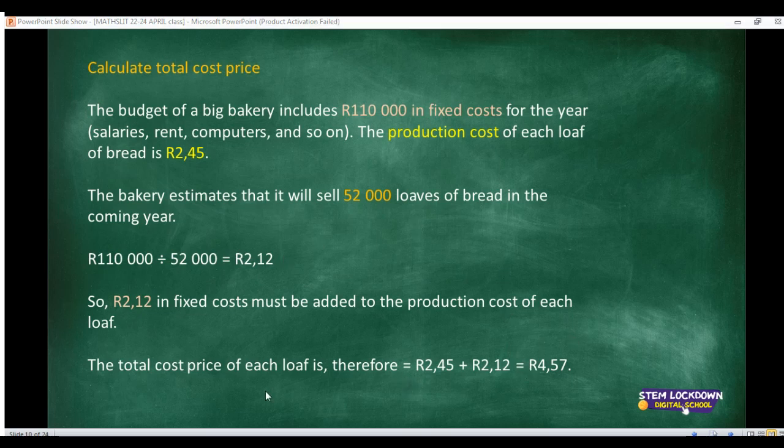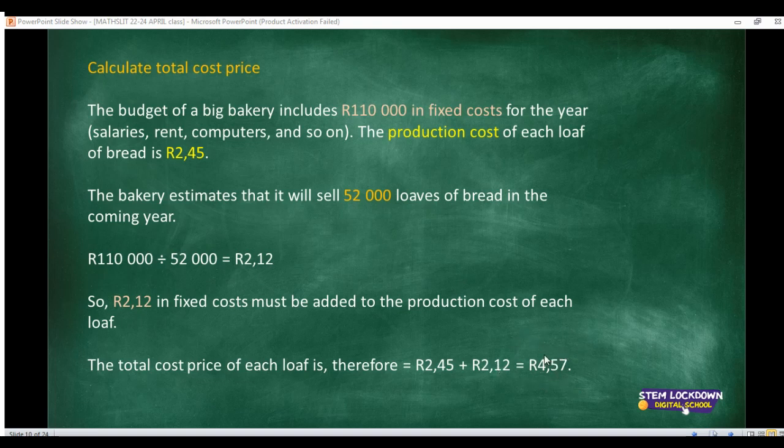So you take that 2 rand 12 cents and you add it towards the total cost price. So it's the 2 rand 12 cents towards the total cost price plus the production cost of bread, which is 2 rand 45 cents, equals 4 rand 57. So the total cost price of each loaf would be 4 rand 57. So each time they sell you one loaf, it actually costs them 4 rand 57.